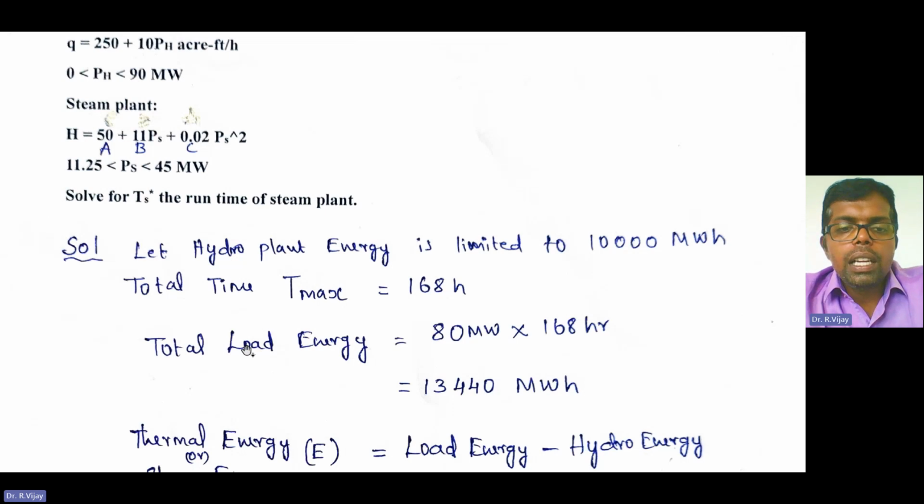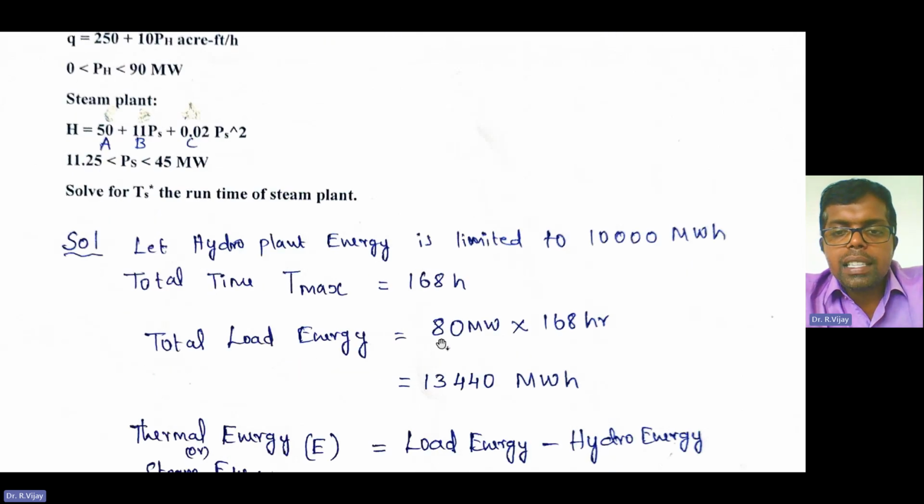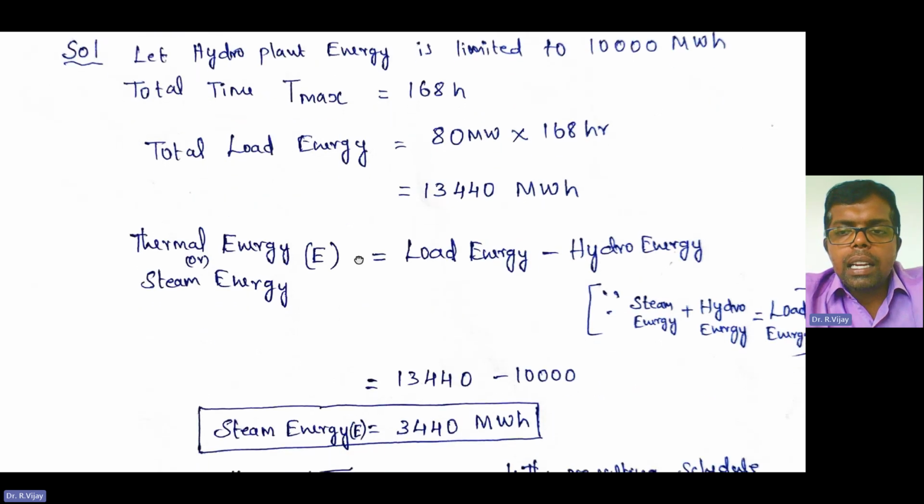Now the total constant load is given as 80 megawatt, so the total load energy is 80 into 168 hours, which is 13,440 megawatt hours. That is the total energy from the load. Next, load energy is equal to steam energy plus hydro energy, as we already saw in our previous classes on hydrothermal scheduling.